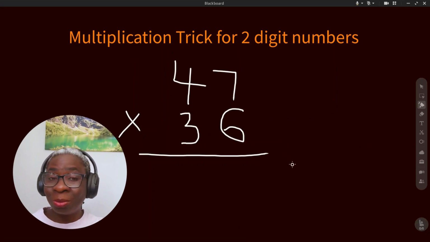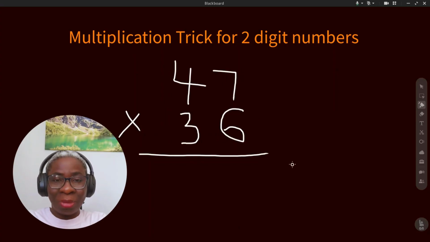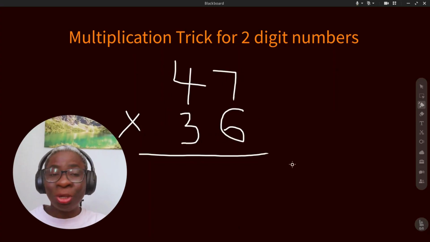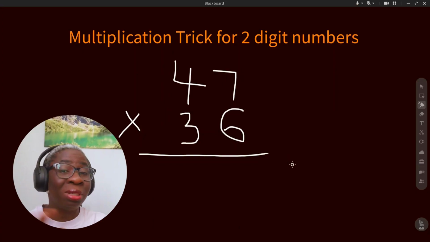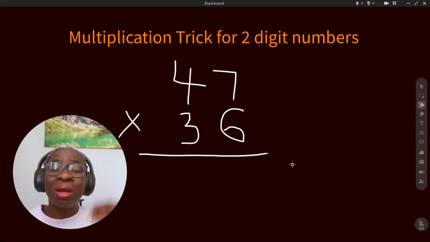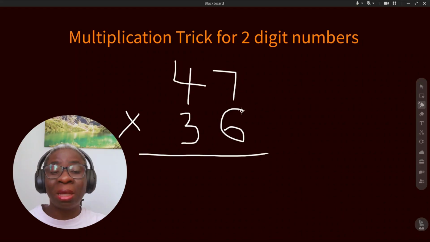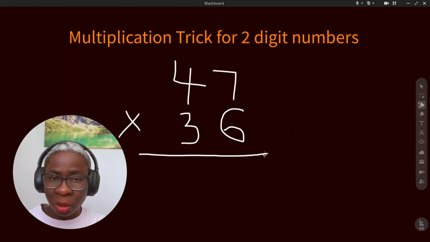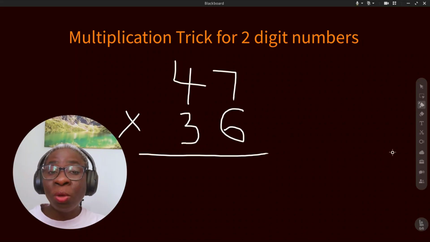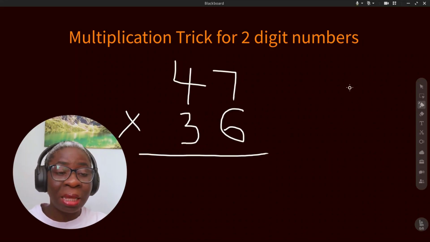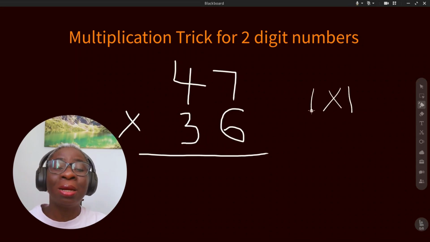Did you know that you can multiply two-digit numbers without using the long multiplication method? In this video, I'll be showing you how to multiply any given two-digit numbers without using the long multiplication method where you have to multiply 6 times 7, 6 times 4 and going all that route. So we will be using a pattern and the pattern looks like this: 1, x and then 1.